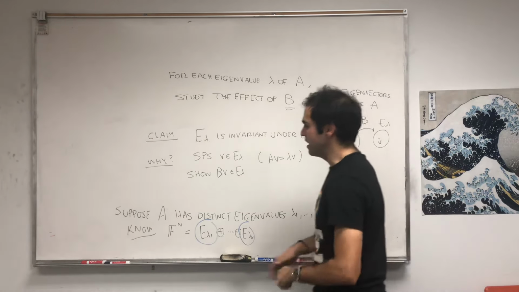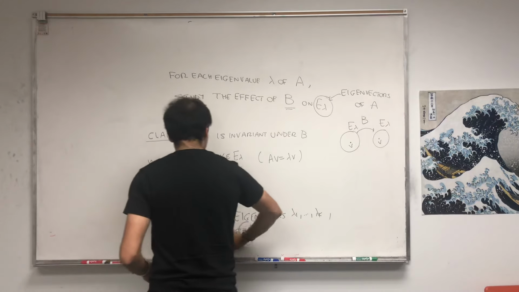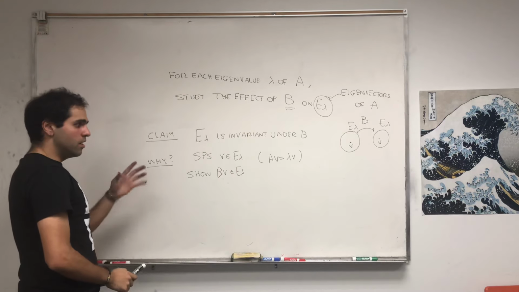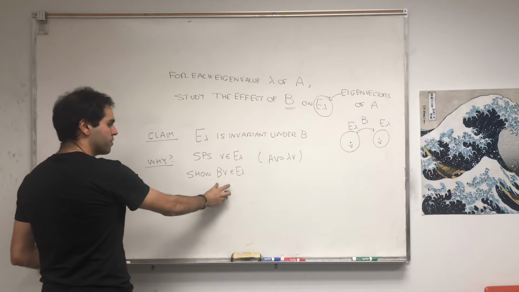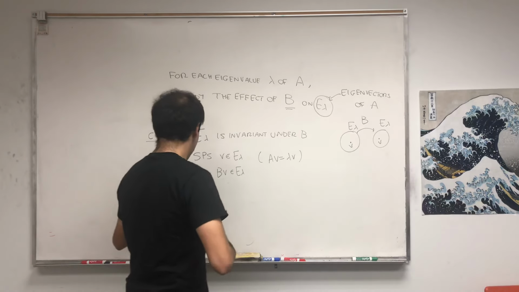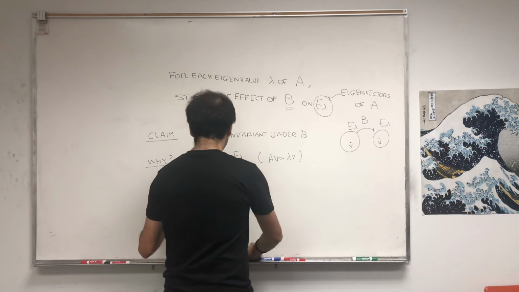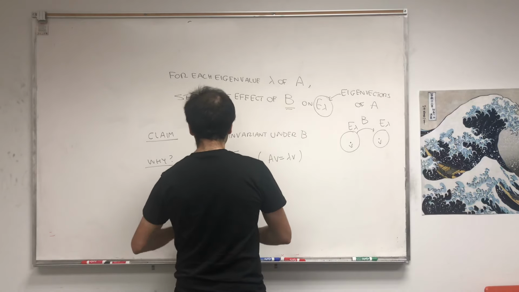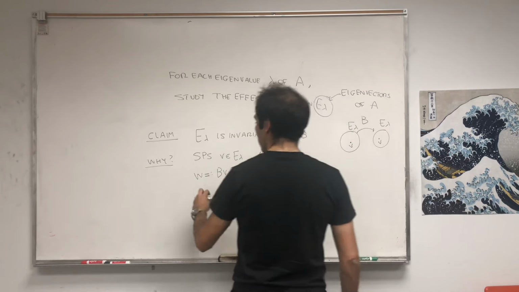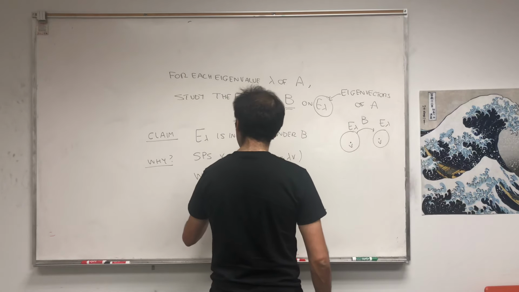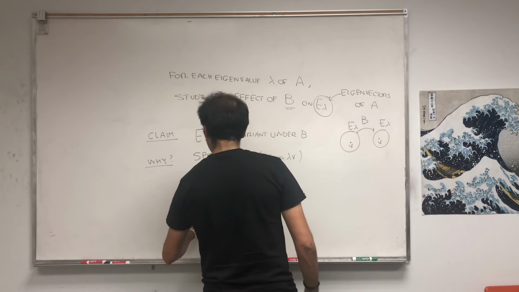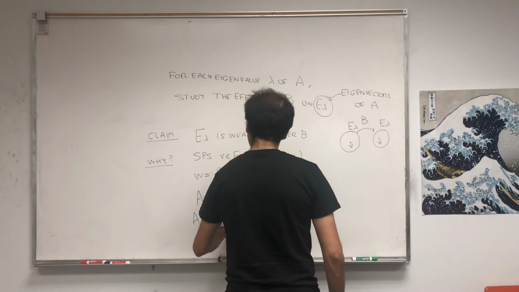So what would that mean? It means that if you apply A to B of V, you get lambda B of V. So maybe to clarify, let's call this W. Show that if V is in this, W is in this. What this means is you have to check that A of W is lambda of W. But what do we know? AW, by definition, that's ABV.